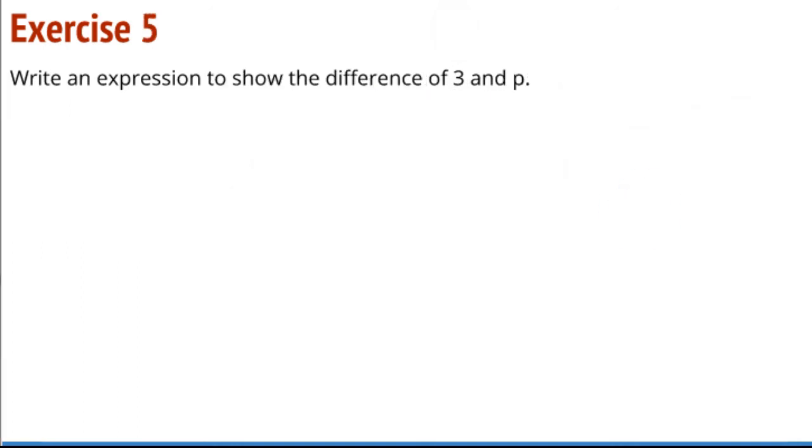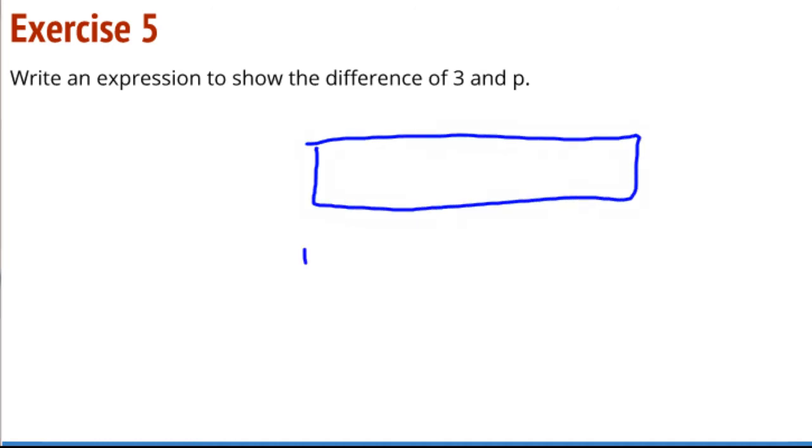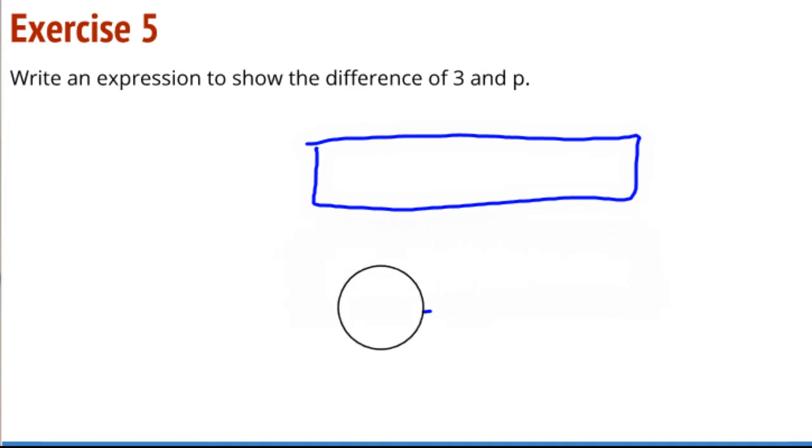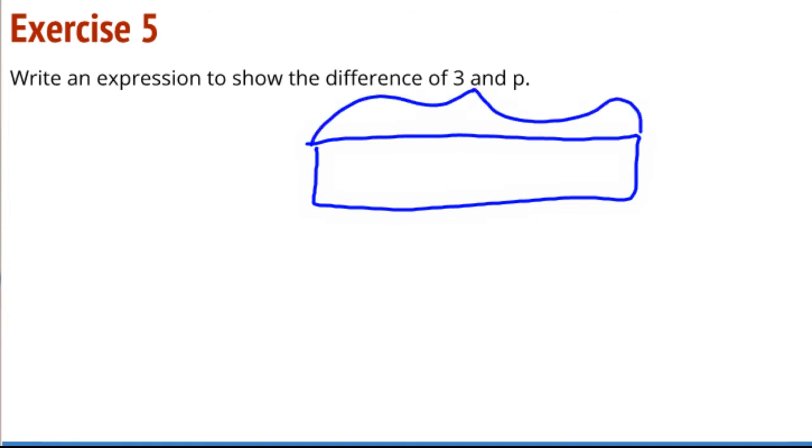Exercise 5, write an expression to show the difference of 3 and p. Now, some of you might be looking and saying, doesn't that look an awful lot like the last one? The last one said 3 less than p. This one is saying the difference of 3 and p. So this is a comparison setup here, and the first number is 3, and the second one is p.